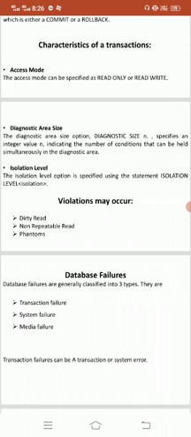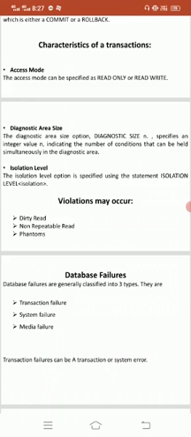Next, the isolation option, specified using the statement isolation level. A mode of read write allows update, insert, delete, and create commands to be executed. A mode of read only is simply for data retrieval. So this is called access mode.